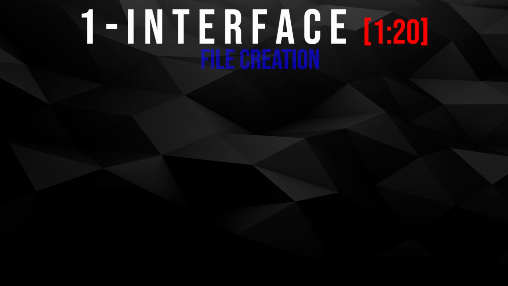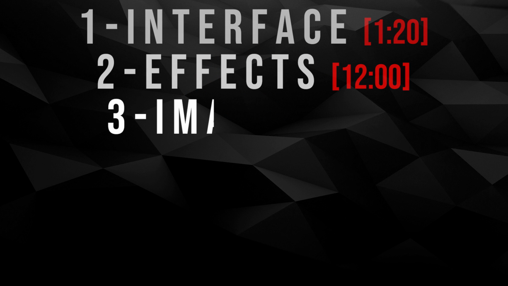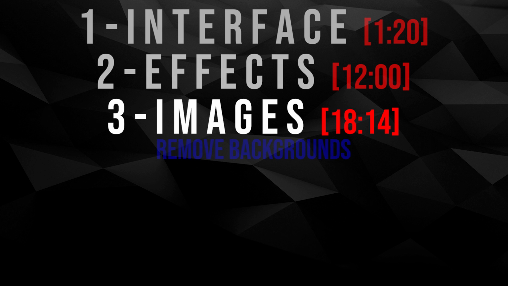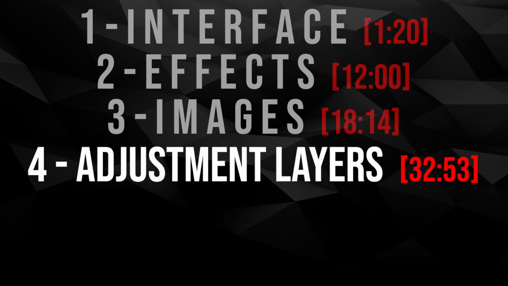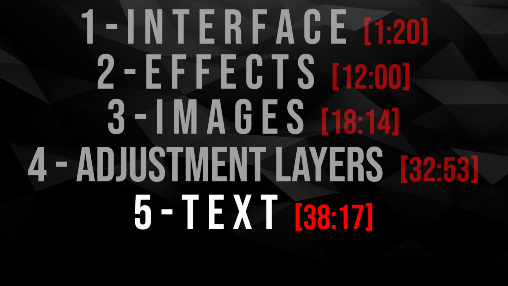This video will be divided into 5 different sections. The first one will be interface. I will explain file creation, layout, and controls in Photoshop, as well as shapes. The second will be effects. Then I will be going over images. In this, I will explain how to remove backgrounds, how to use the lasso, pen, and brush tools, as well as clipping masks. The fourth will be adjustment layers. I will bring in an image and blend it into a new background. And last but not least, I will go over fonts, how to find and download them, as well as basic effects to make your fonts look a little more professional.